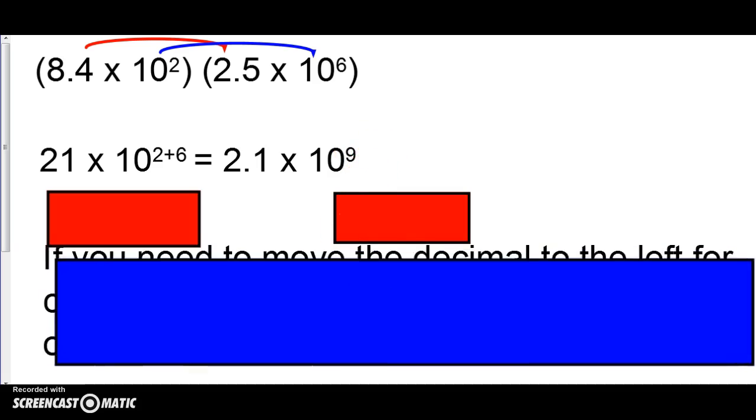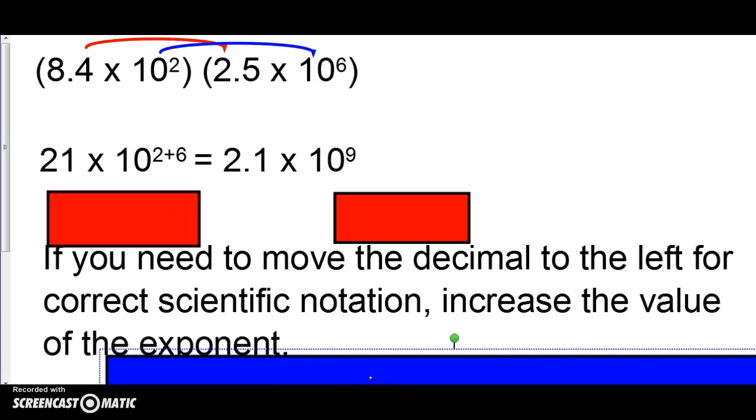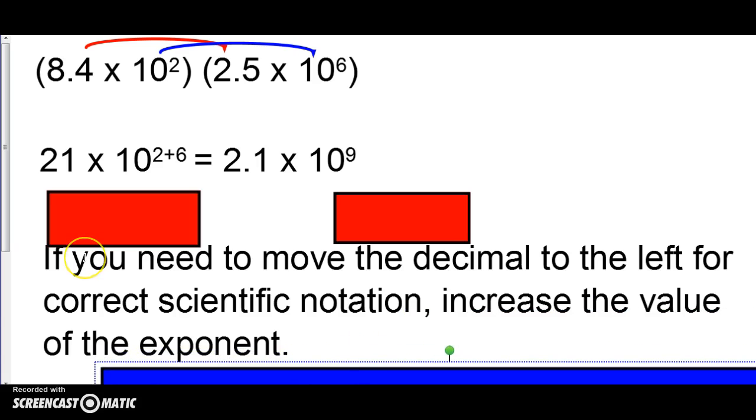So I gave you a little help here by saying, if you need to move the decimal to the left for the correct scientific notation, then increase the value of the exponent.